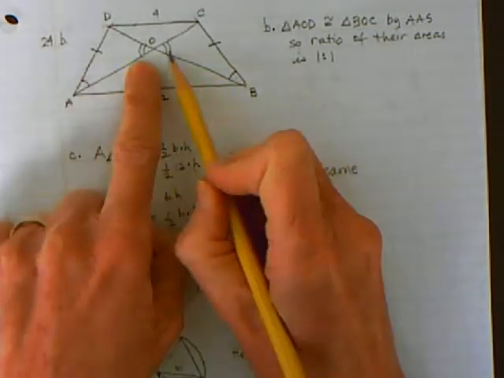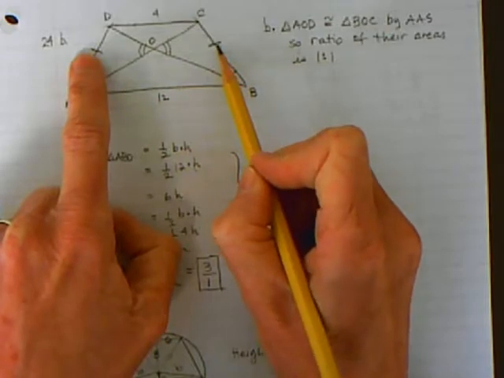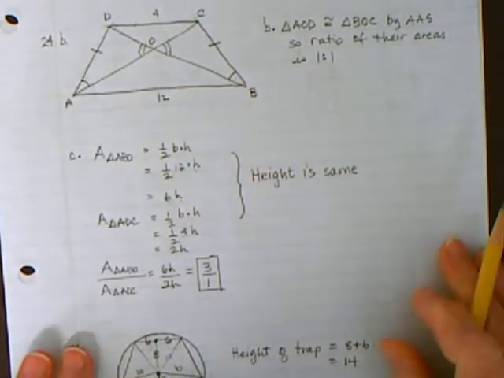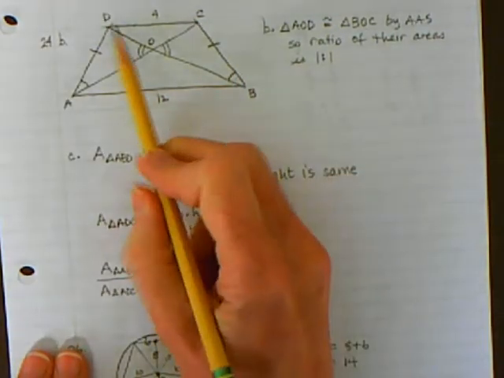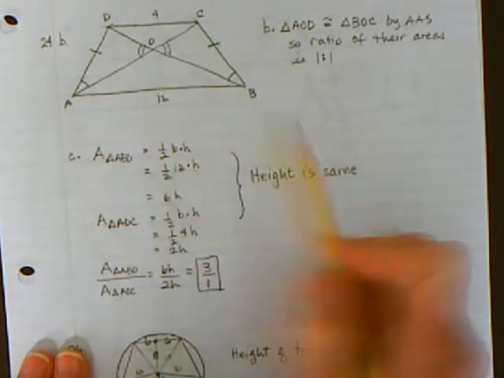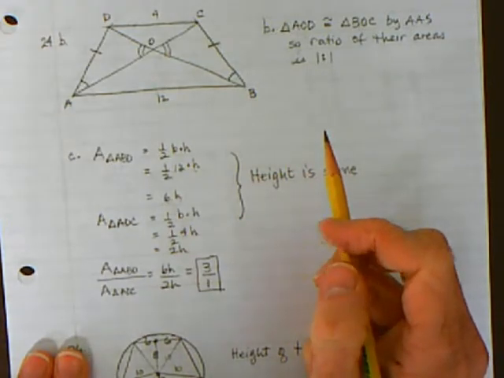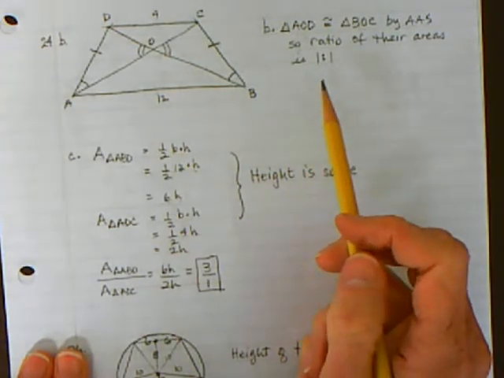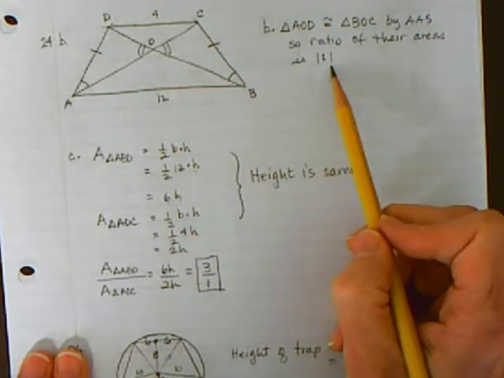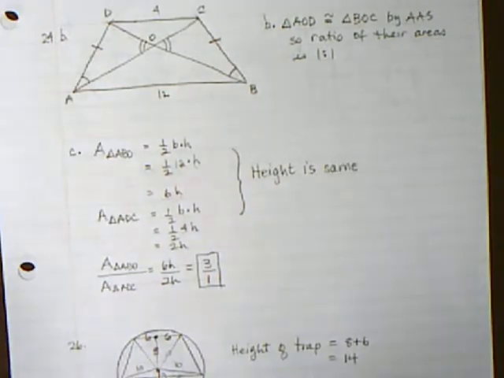These two angles are congruent, they're vertical angles, and these two sides are congruent because they're the sides of the isosceles trapezoid. So I have this triangle, DAO and CBO are congruent. We do know that congruent triangles have the same areas. So if their areas are the same, then the ratio is 1 to 1. Now that is really tricky. That was a very hard problem.